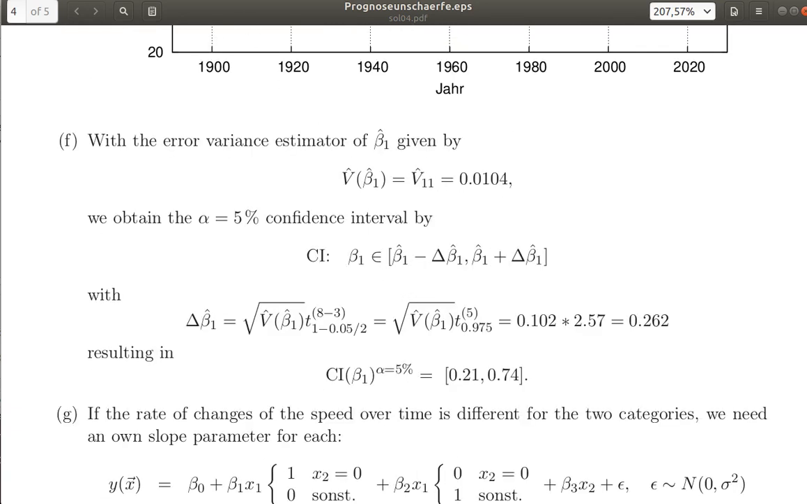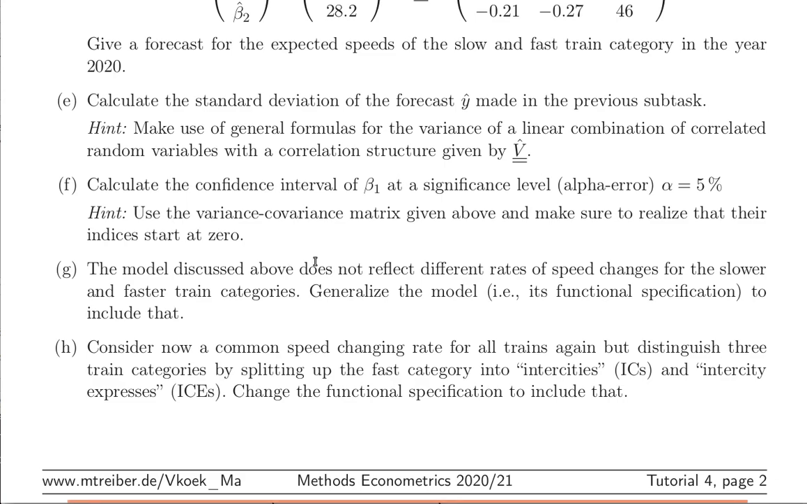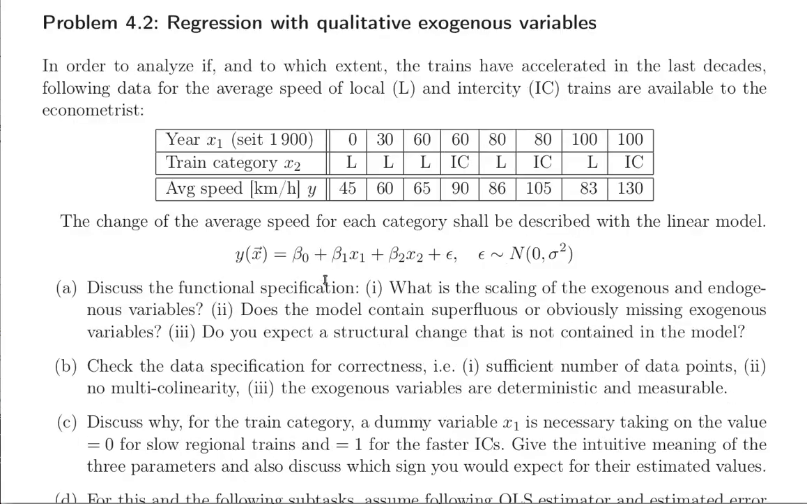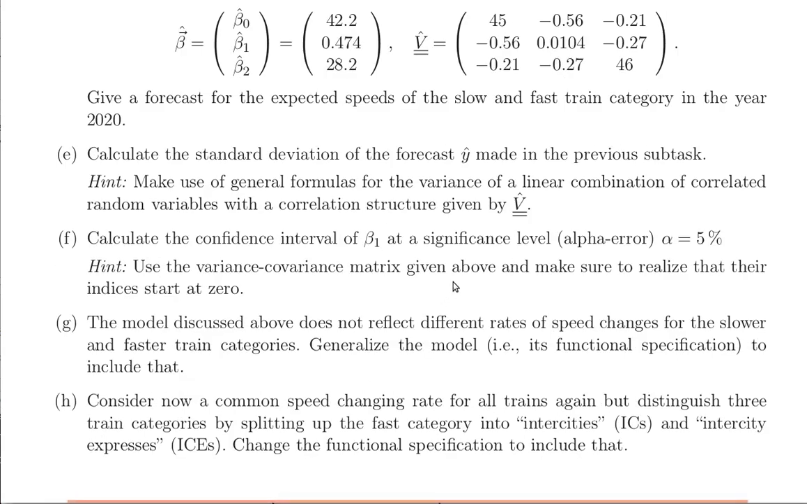So now question G. The above model, this model, does not reflect different changing rates for fast and slow trains. Now we want to modify the model so that different rates in accelerating will also be considered.